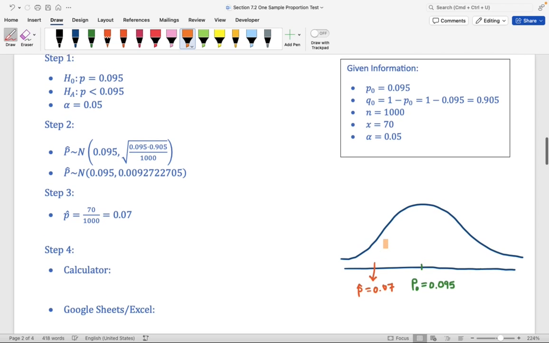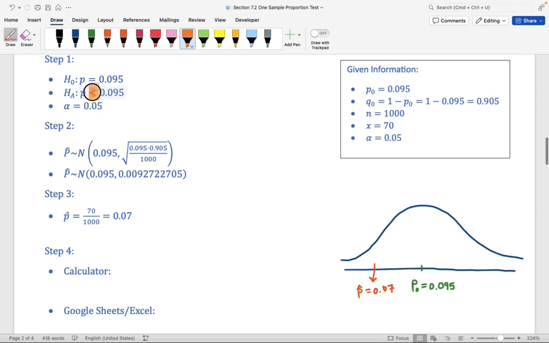Here, we know that we're conducting a left tail test. We need to find the area below p-hat equal to 0.07. We're working with a normal distribution. If we're doing this on a calculator, we're going to use normal CDF. The lower bound is going to be a large negative value, that is negative 1E99. The upper bound is going to be our p-hat value, 0.07. The mean of the distribution is 0.095.